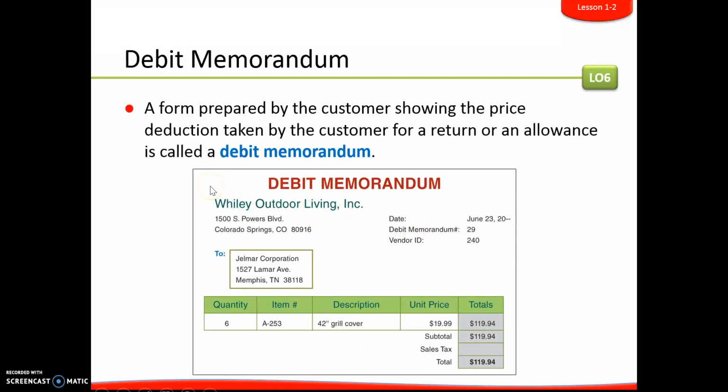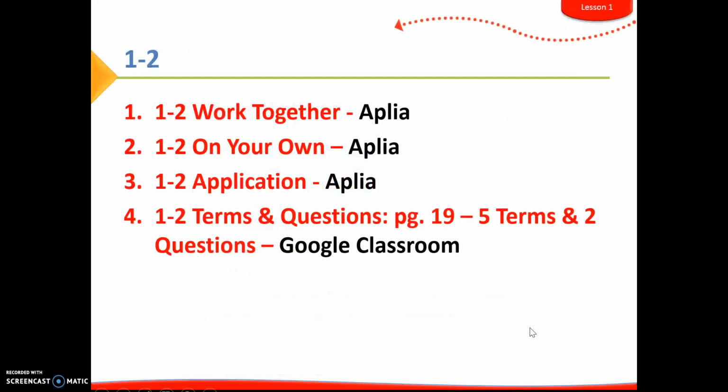So when we return merchandise, this form gets prepared by us, the customer. So remember, we are the customer in this situation, and we send it back to our vendor, which is Gelmer Corporation. So we call this a debit memorandum. It simply says that we decided to return 6 of the item number A253, which is a 42-inch grill cover. Each of them was $19.99, so 6 of them total is $119.94, which is where we get the amount that was in our purchase returns and allowances.